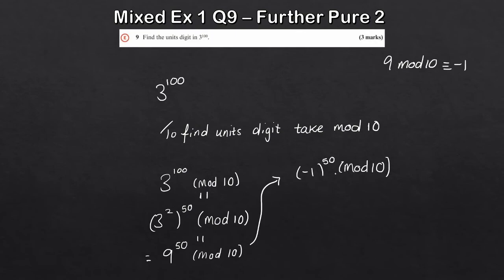So now we can use that fact. Minus 1 to the power of 50, we just have to be very careful here. The fact that this is an even power means this will be positive. But obviously, we can't have a negative digit anyway, so we would expect that to be positive. So minus 1 to the 50 is equal to 1. And then if you take it mod 10, it's just congruent to 1 anyway. So therefore, the units digit is 1. So that's that question done there.